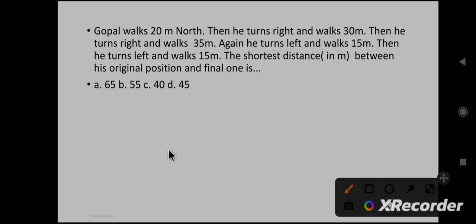Now let's move on. Gopal walks 20 meter north, then he turns right and walks 30 meter. Then he turns right and walks 35 meter. Again he turns left and walks 15 meter. Then he turns left and walks 15 meter.